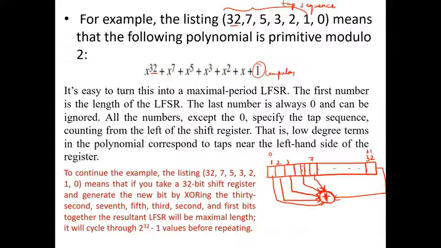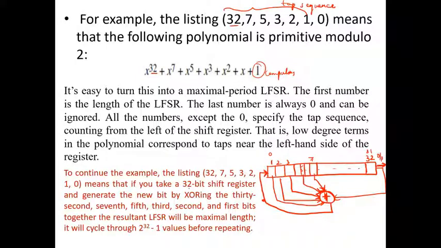All these together will be inputs to the modulo 2 adder, and the output of this adder will be connected to the leftmost bit, and the final output is read from the rightmost. The output of the LFSR is taken from the rightmost bit, and the feedback is given to the leftmost bit. And remember, every time a feedback is generated, there will be one right shift.